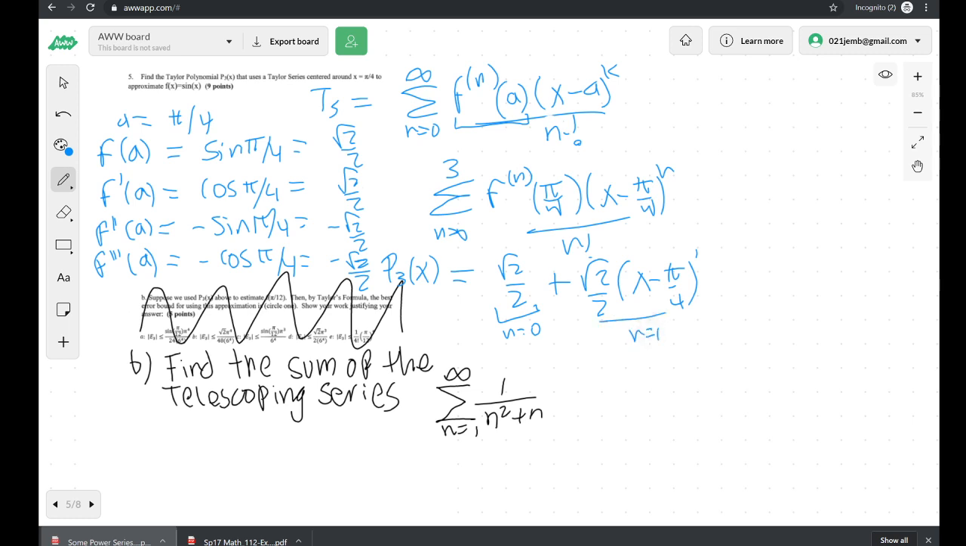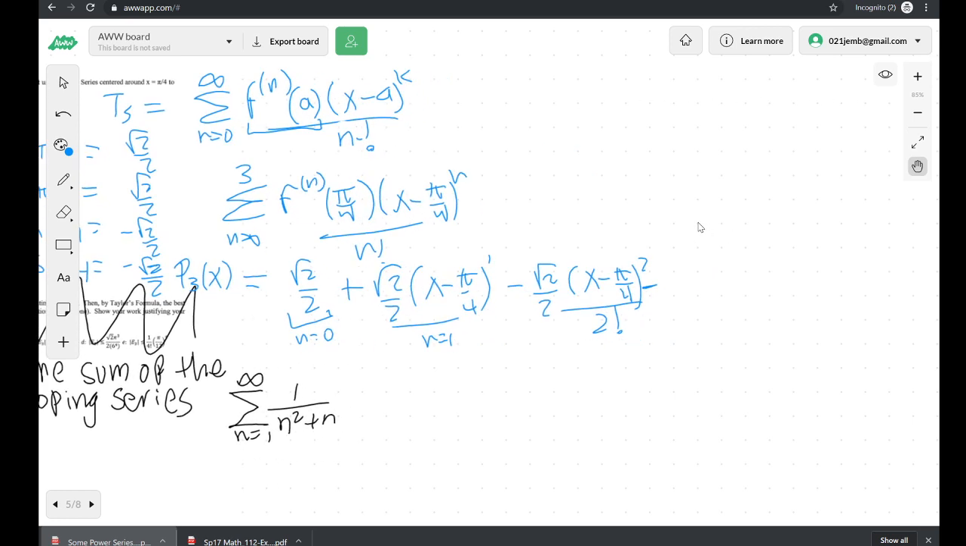Now we're going to do the next one. We're going to do n equals 2. And we found that the second derivative was negative root 2 over 2. And then that's going to be times x minus pi over 4 to the second power. And now we have over 2 factorial. And the last one is going to be negative root 2 over 2 times x minus pi over 4 to the third power over 3 factorial. Those are the terms for this Taylor polynomial.